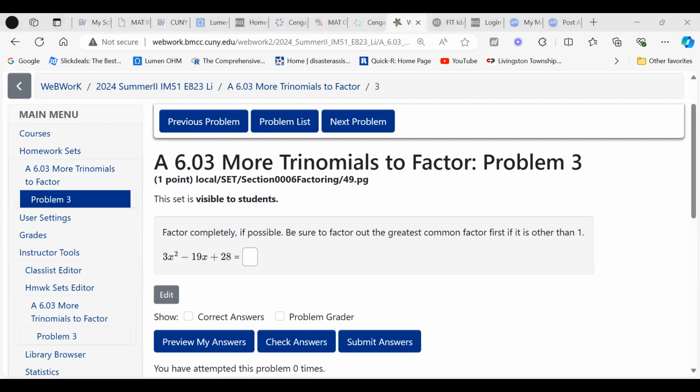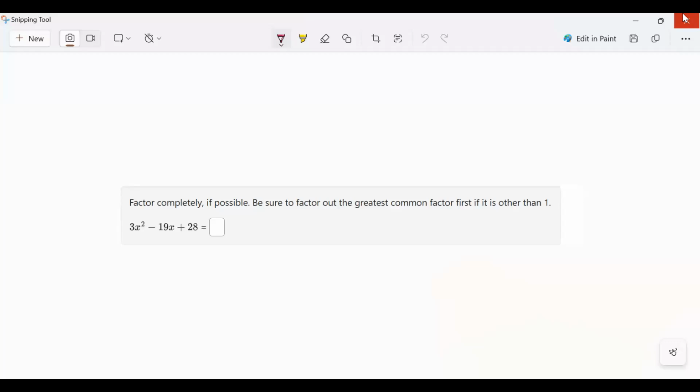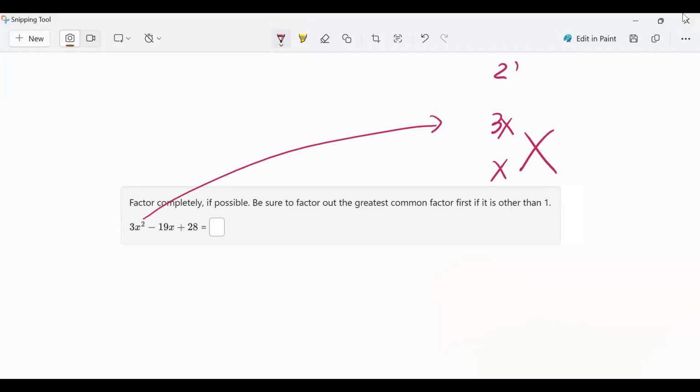Factor completely if possible. Be sure to factor out the GCF. There's no GCF here, so we don't have to do that. So break down the 3x into 3x and x. That's the only way to do it, right? And then 28 is positive 28. However, if you look at the middle term, it's minus. That indicates we have to use both negative numbers, right?